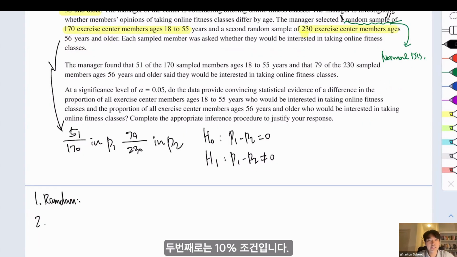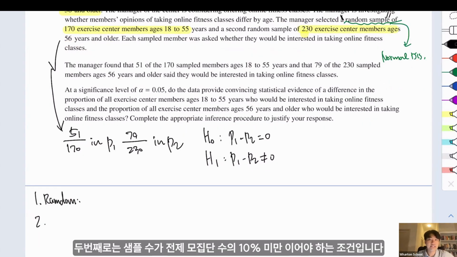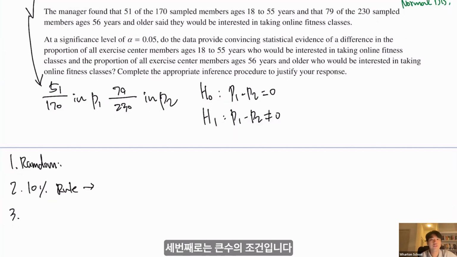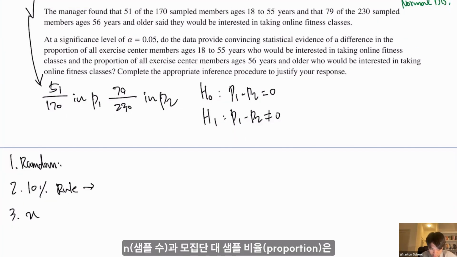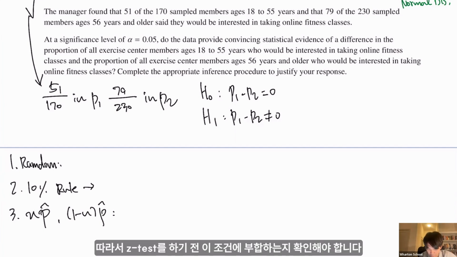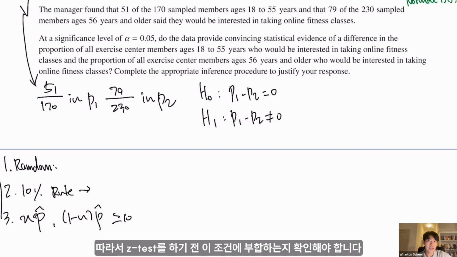The second condition is the 10% condition: each sample size is less than 10% of the population. We have to figure that out later, so I'll just say 10% rule here. And the third one is large counts. If the sample is random, we have to check that np and n(1 minus p) should be at least 10 for both groups. So we have to check these three conditions, and then we can apply the z-test.